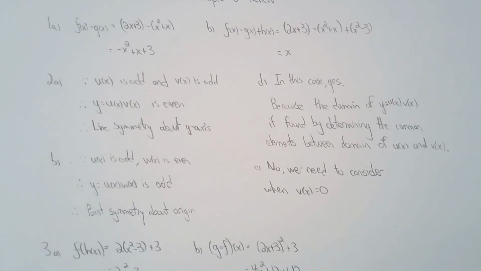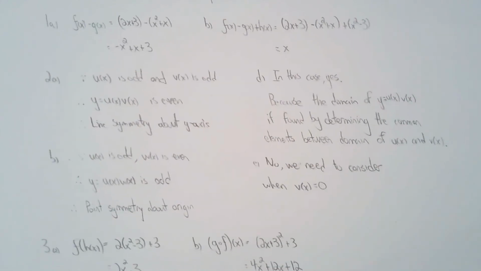For D, they're asking us if the domain is the same, and the answer is yes, because when you multiply, you're looking at common elements between the two domains. But when you divide, you have to consider when the denominator is equal to 0.